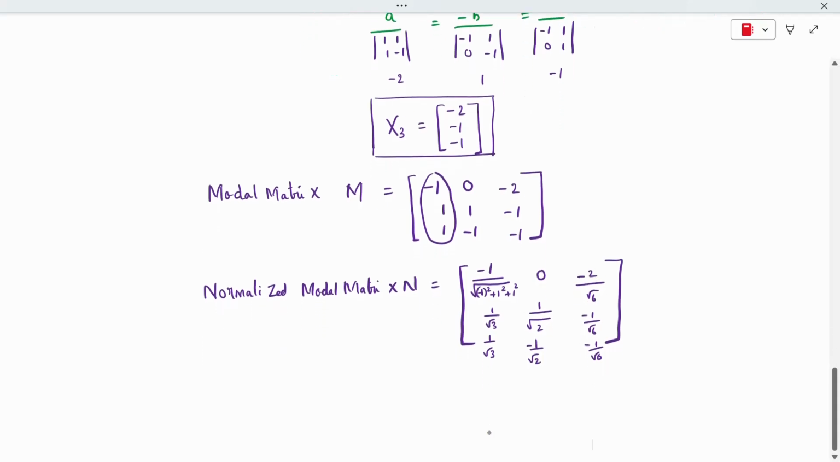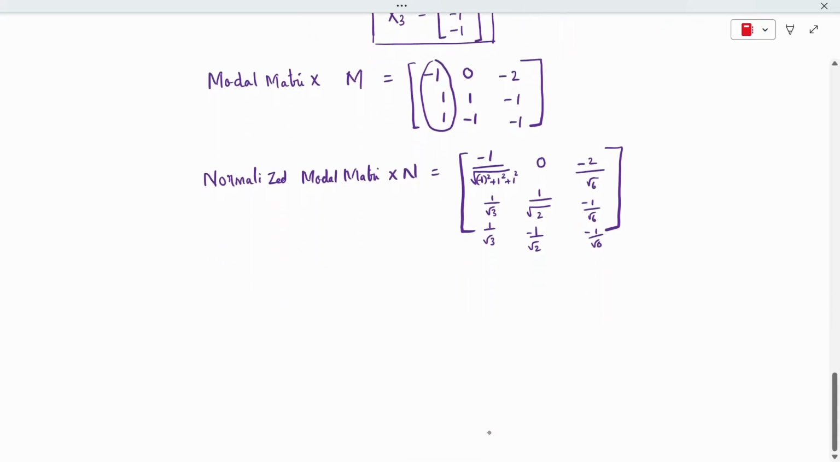Okay. After finding a normalized modal matrix, what is our diagonalization? D is nothing but N transpose into A into N, our diagonalization. Okay. So for that we need to write N transpose. N transpose, already you know, it is nothing but row into column, column into row.